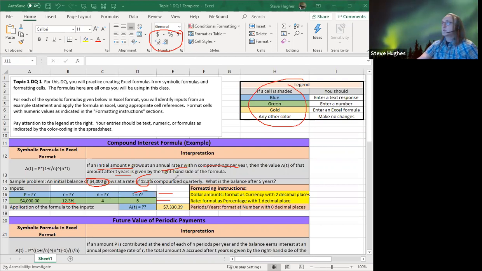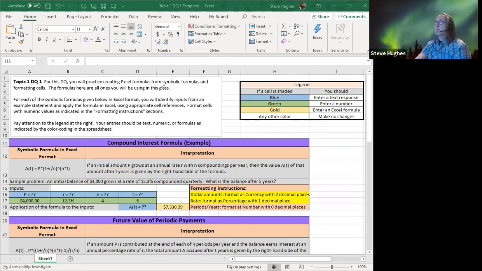Because right here it said it was compounded quarterly, meaning there are 4 quarters per year, so n is 4. Lastly, it said, what's the balance after 5 years? So I typed in 5 for T. All right, let's clear this.